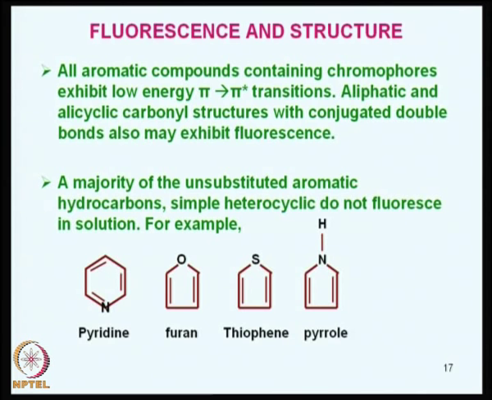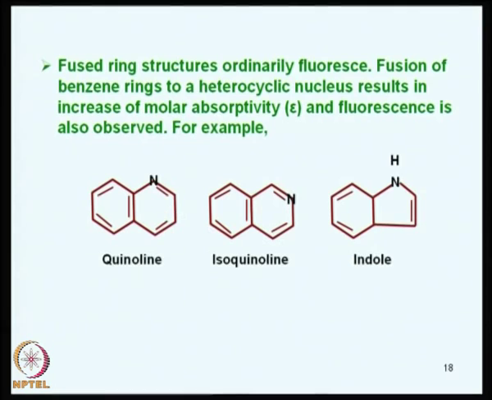Then we would like to show that in such compounds, a majority of the unsubstituted hydrocarbons do not fluoresce on their own, because most of these substances have pi to pi star transitions. So, pi to pi star transitions may not lead to fluorescence. And then we have discussed that compounds with multiple ring structures like quinoline, isoquinoline and indole have rigid planar structures, and they could lead to fluorescence. Another possibility is that substitution of benzene rings will increase the lambda max of the fluorescence.